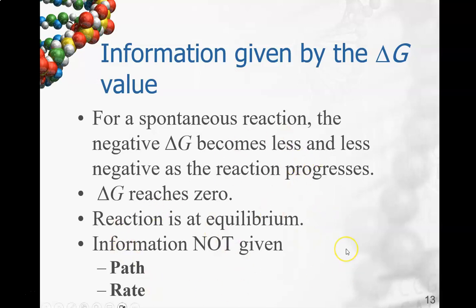What we're not given is path and rate. We don't know what path the reaction takes, and we don't know how long it takes to get there. The quintessential example of a reaction with a negative delta G is rusting, like a bridge that rusts. It's spontaneous, but it's very slow.